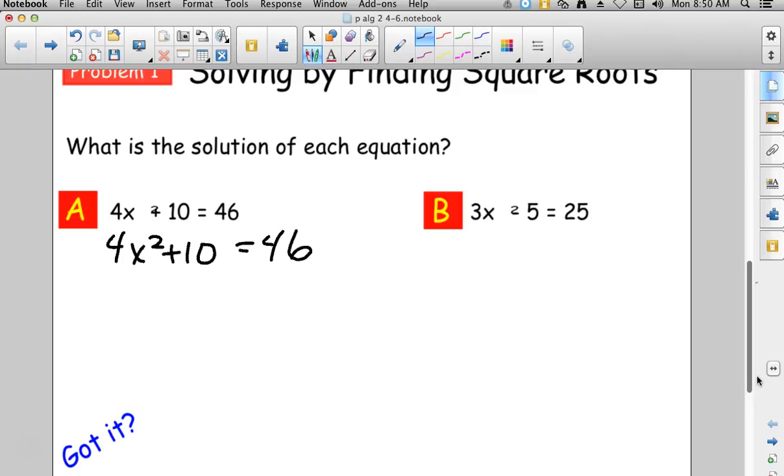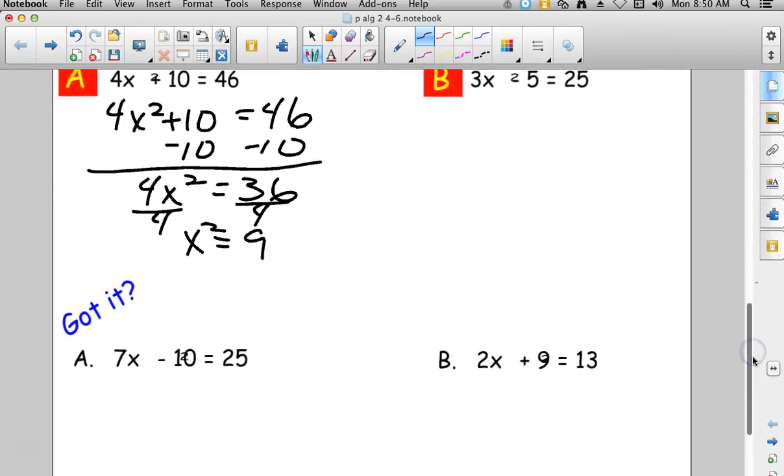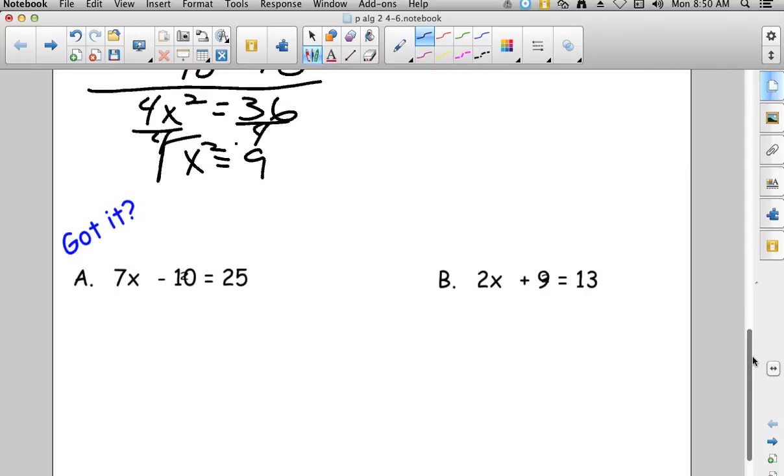So instead, I notice, hey, there's no x to the first in this at all. There's no middle term. Then I don't have to factor. If there's no middle term, I can just solve. I can subtract 10 from both sides. Then I could divide by 4. And then how do you undo squaring? Square root. But again, if we physically write down the square root, then we have to do that plus or minus thing.